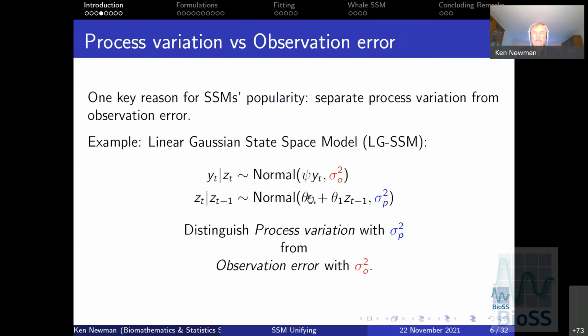Now, the reason that state space models are popular is that they have this ability to separate out natural process variation from observation error. So here's a very simple example of a state space model, what's called a linear Gaussian state space model. These are the oldest kinds of state space models. They've been around since about 1960. And here, the relationship between observations and states is a normal distribution, and then the states evolve according to a normal distribution as well. Here I've got sigma squared p for process variation and sigma squared o for observation error. And the state space model separates these two kinds of uncertainty.